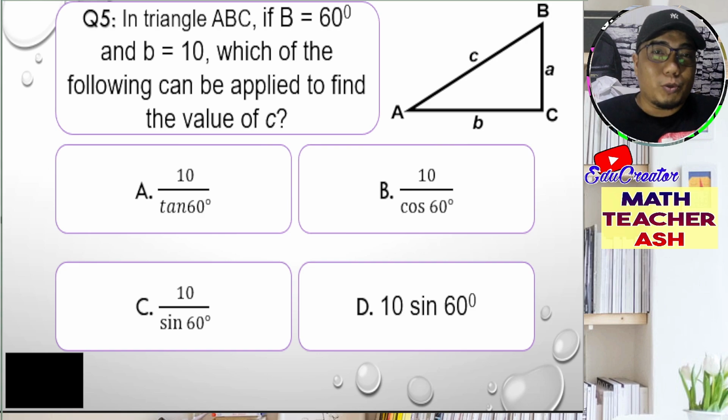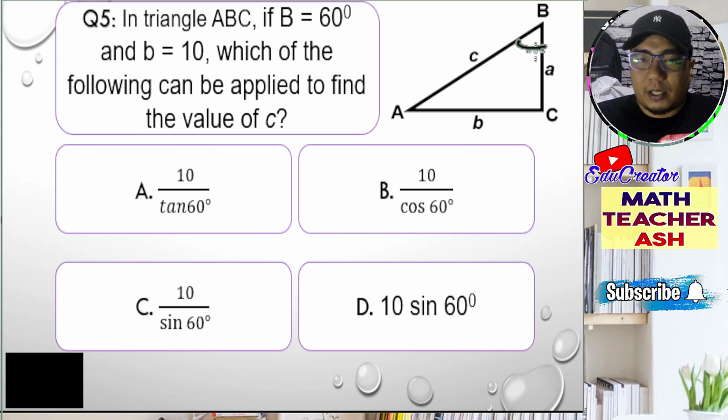Alright, math learners, we are now focused on the trigonometric ratio. As you can see here, our 60 degrees is right here. So this is 60 degrees. And the side B here is this one. Now, we are trying to find the letter C.